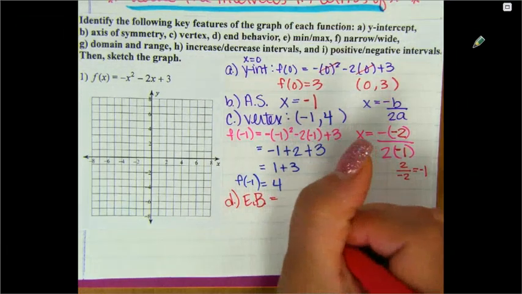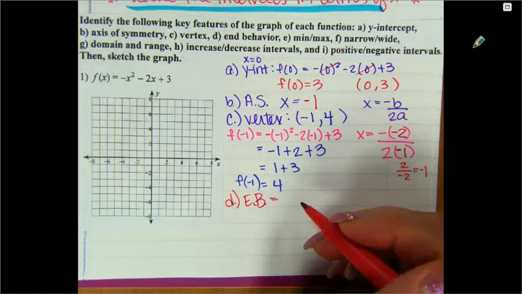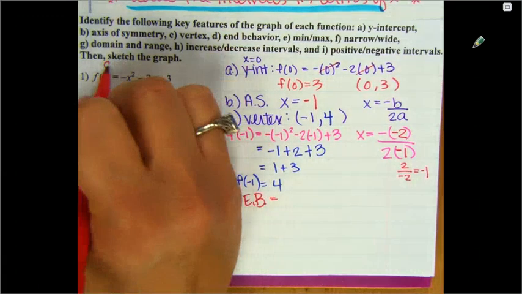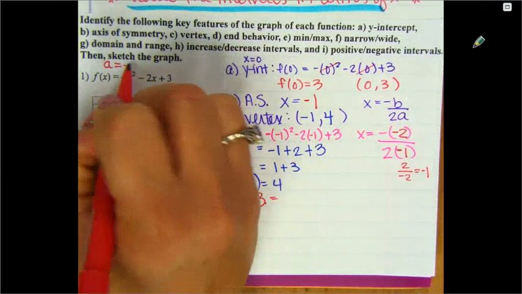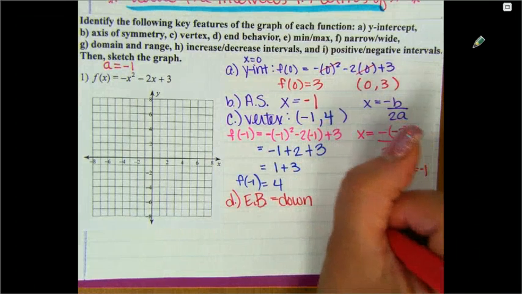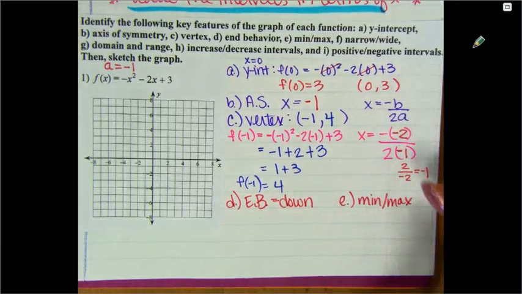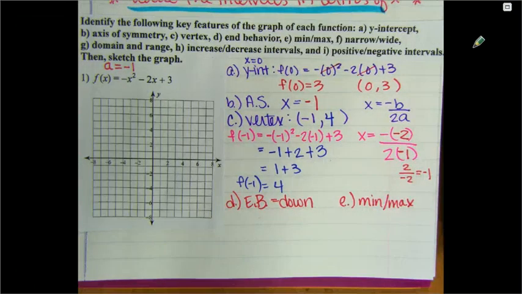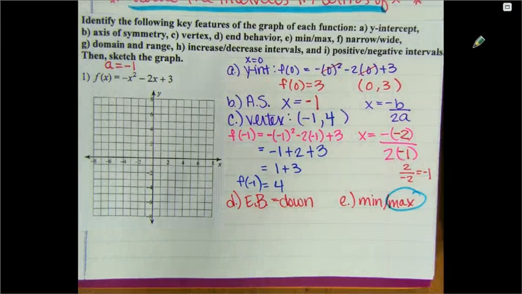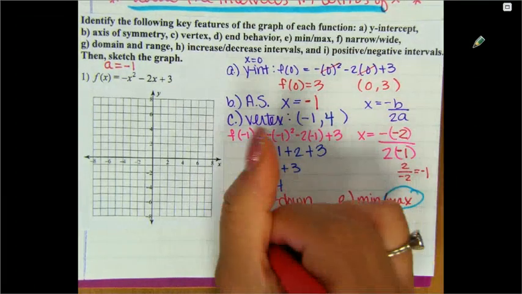End behavior is which way? What determines end behavior? What letter? A. So what is A? Negative 1. Is it up or down? Good. Letter E, min or max? It's a max. I'm going to highlight it because I ran out of room over there. Letter F, narrow or wide?